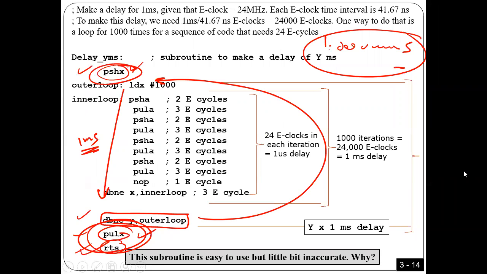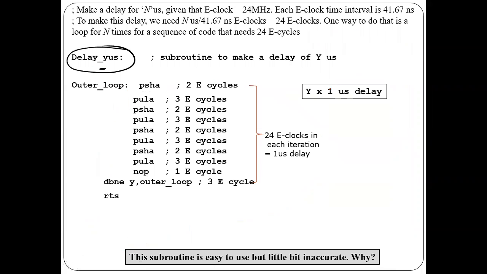The only difference is I'm not gonna repeat. I just deleted this instruction because this is microsecond. This part making microsecond. I'm gonna repeat this part y times. So I just deleted the 1000 loop here. Okay. So this one is gonna make delay for y microsecond. Is that okay, guys? Any questions? It's the same idea. Okay.